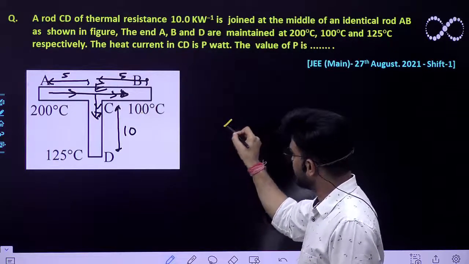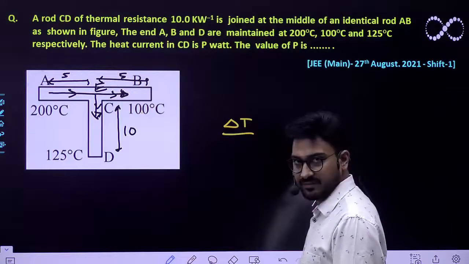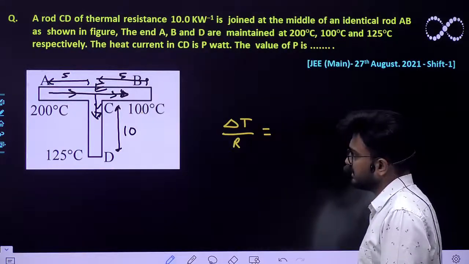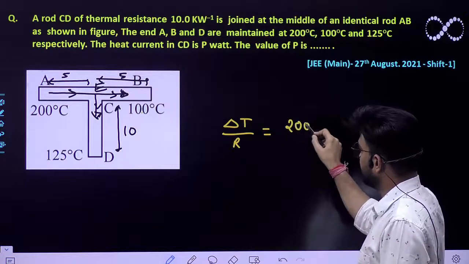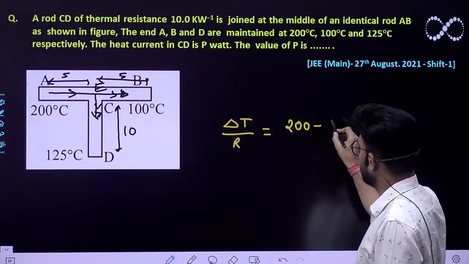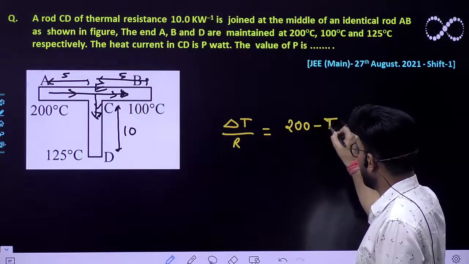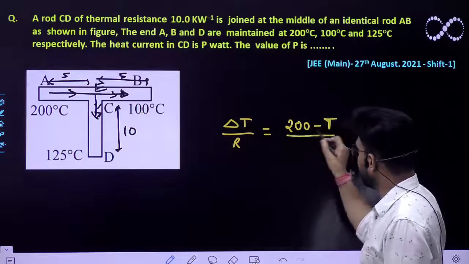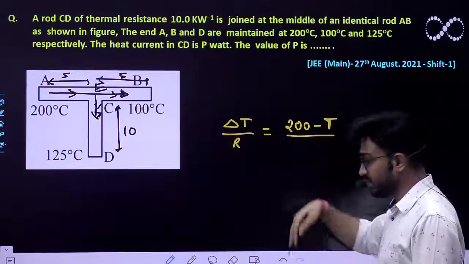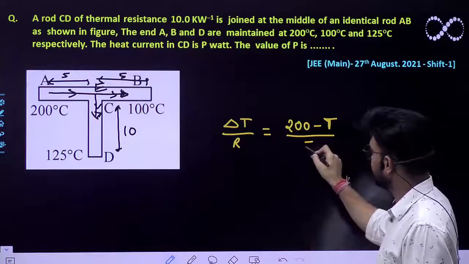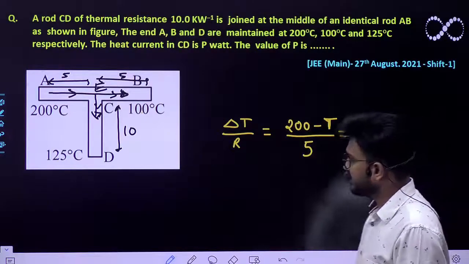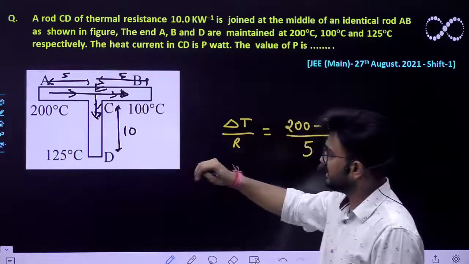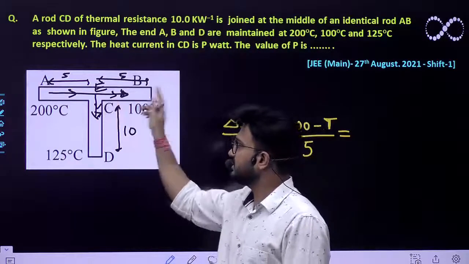It would be equivalent to change in delta T by thermal resistance. What is delta T? It is equivalent to 200 minus the temperature of this terminal. Let the temperature of this terminal be T. So this would be 200 minus T, the change in temperature per unit thermal resistance. Thermal resistance is 5. This must be equal to the heat current supplied to the CD as well as EC.